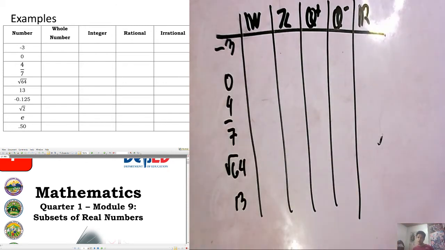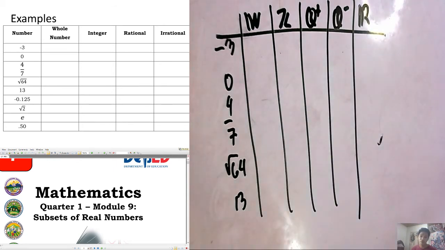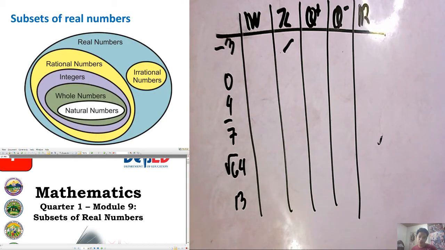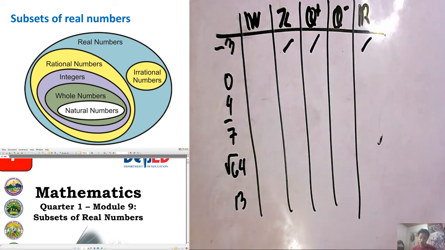So let's find out if it is a whole number, an integer, a rational number, an irrational number, and a real number. So negative 3. Of course, from the symbol itself, negative, it is considered an integer. And if we go back to our figure, an integer is also a rational number and at the same time a real number. So therefore, we also check rational and real number here on this side.